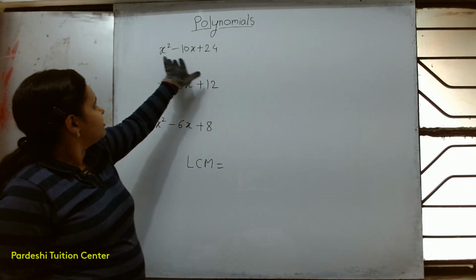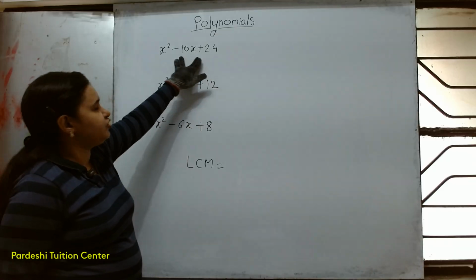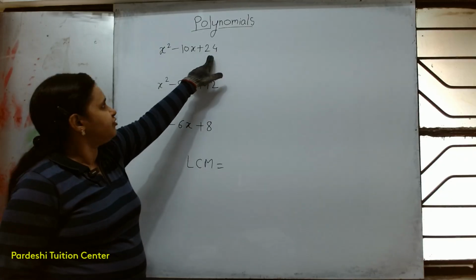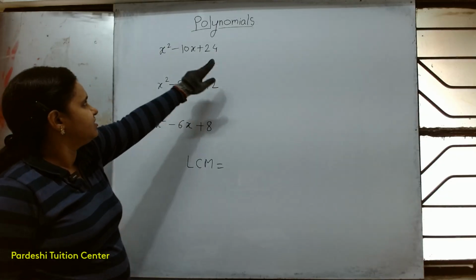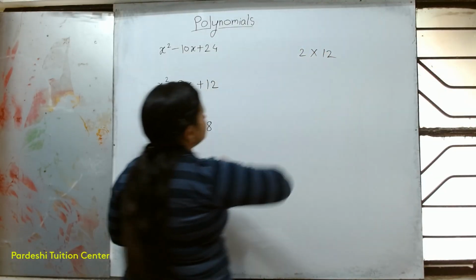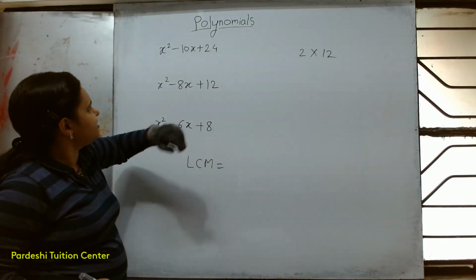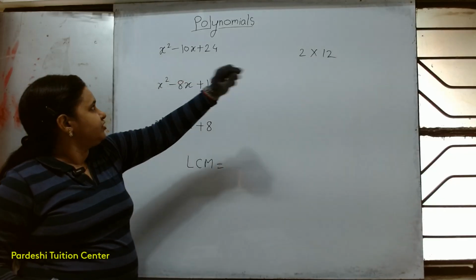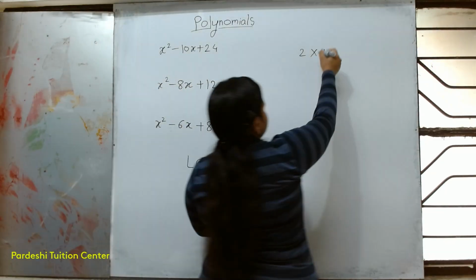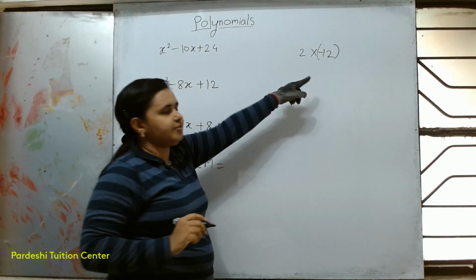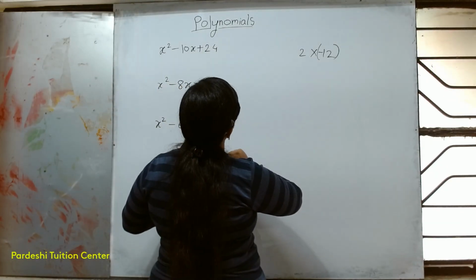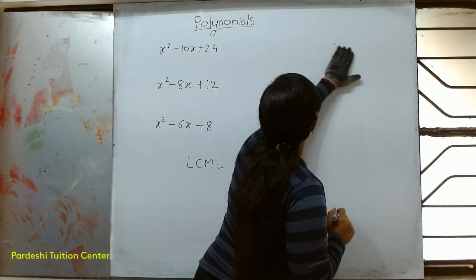Okay, so for the first polynomial we have to find the factors of the third term so that multiplication should be 24 and addition should be minus 10. So first we will find factors. Factors are 2 into 12. Again check it at first. 2 into 12 is 24, but we want sum minus 10. So if I take minus 12 here, 2 multiplied by minus 12... no, it is not coming.